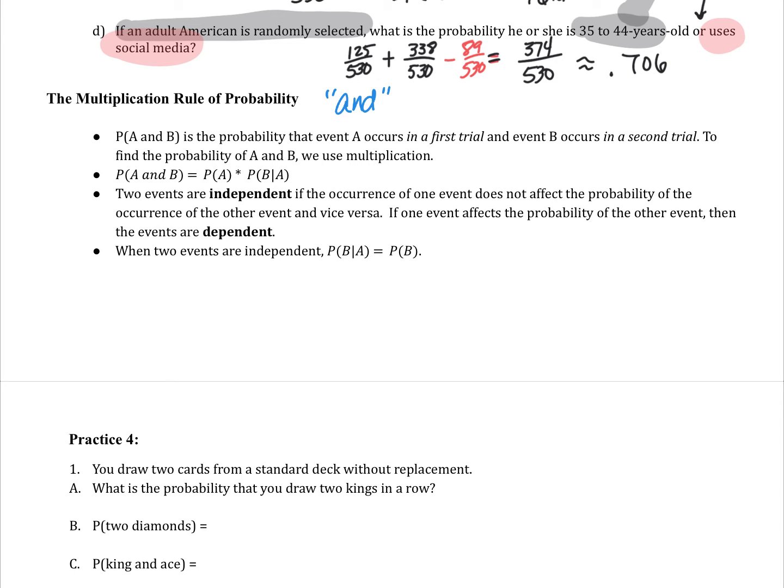So the probability of A and B, that the event A occurs first in the trial and B occurs second. And the order does matter in these things. To find the probability of A and B, we must multiply. Must use multiplication. All right, so let's learn how to read these things first of all. Probability of A and B.